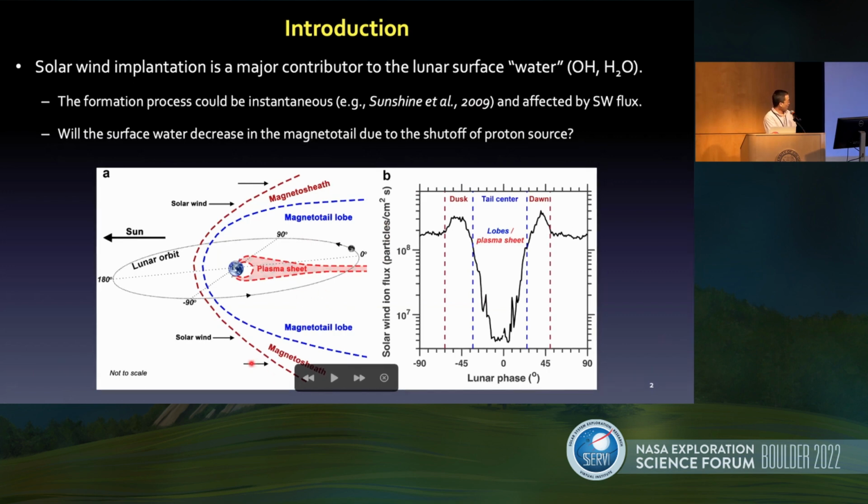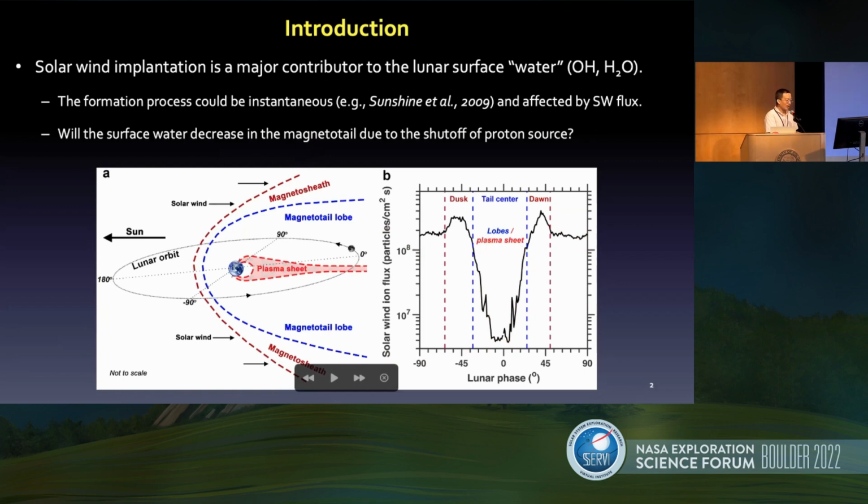So the magnetosheath has like 50% more solar wind proton flux than the undisturbed solar wind. And when the moon goes into the magnetotail lobe, it's silent, so it's almost nothing. You can see the proton flux drops to less than 1% of the undisturbed solar wind. And as it goes to the other side of the magnetosheath, you can see another 50% more proton flux.